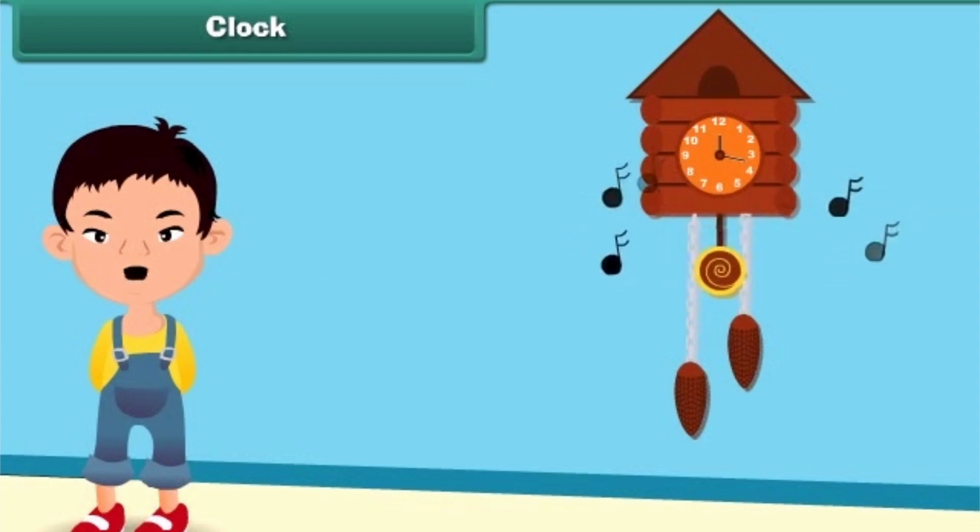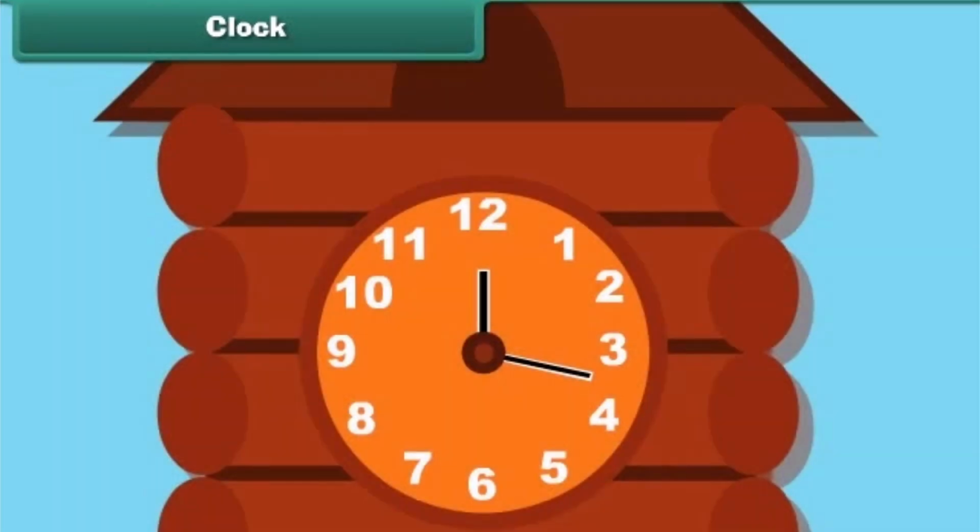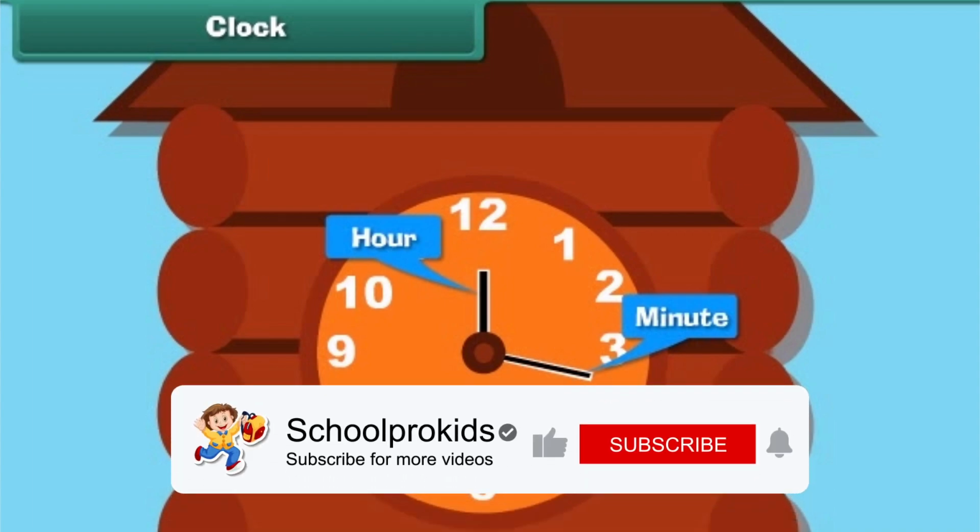The clock tells us the time. There are 12 equal divisions in a clock. They are named as 1, 2, 3, 4, 5, 6, 7, 8, 9, 10, 11, and 12. The clock has two hands. The longer hand is the minute hand, whereas the shorter hand is the hour hand. The hour hand tells about the time in hours, while minute hand tells about the time in minutes.